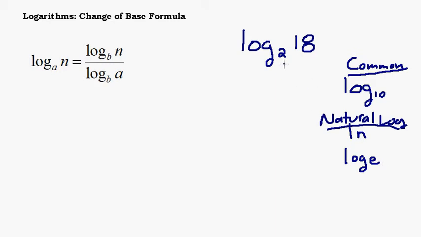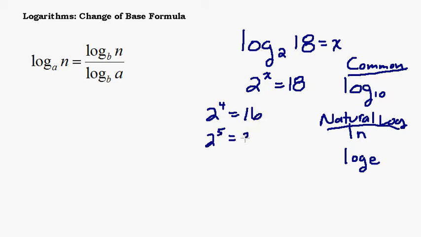So what do I do if it has a base 2? I can't punch it in and figure it out. I could try estimating. Let's set log base 2 of 18 equal to x. What does that mean? It means 2 to some power is 18. I'm not sure what that power is, but I could estimate it. I know 2 to the 4th power, 2 times 2 times 2 times 2, would be 16, and 2 to the 5th power would be 32.